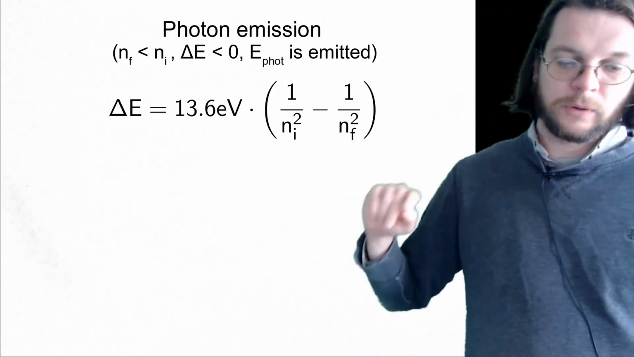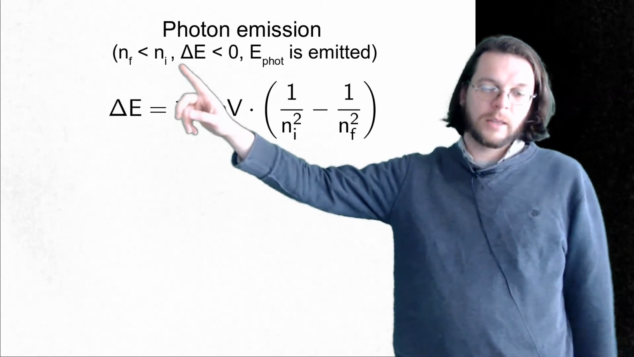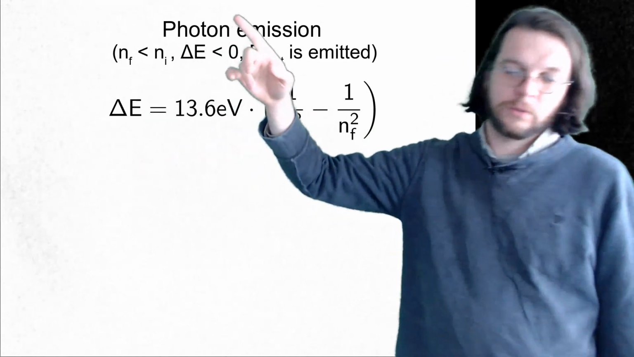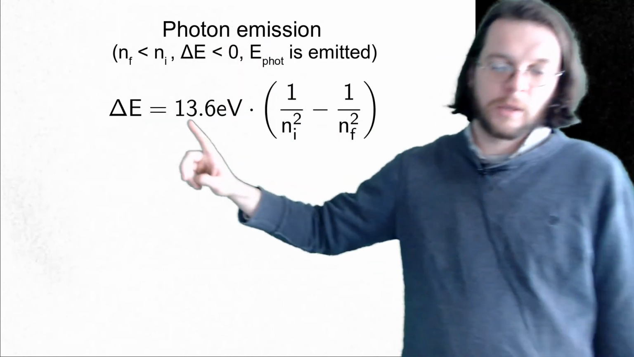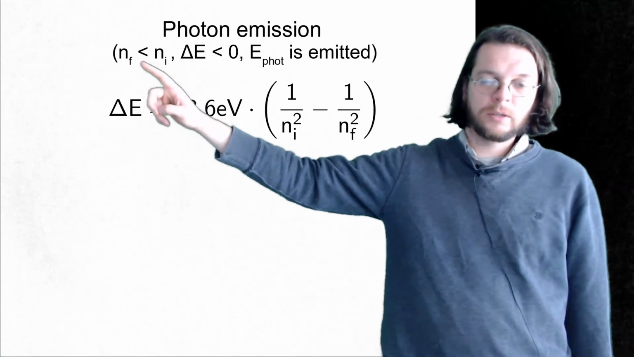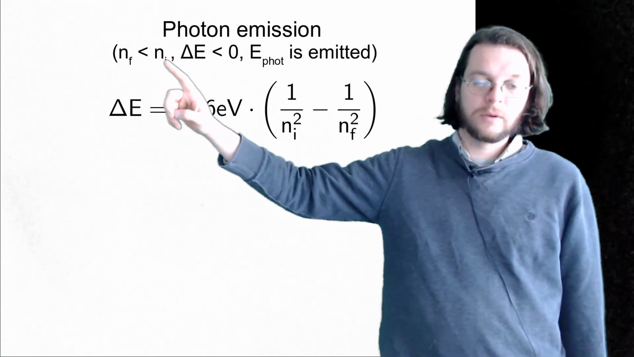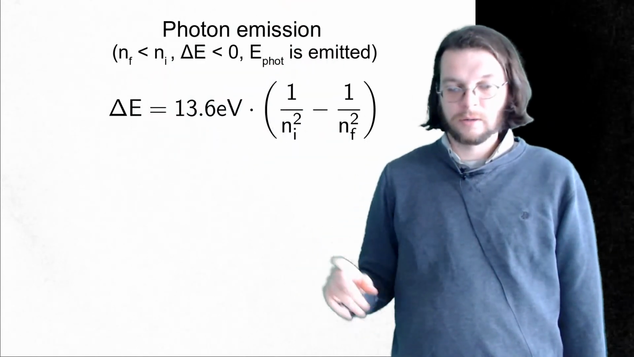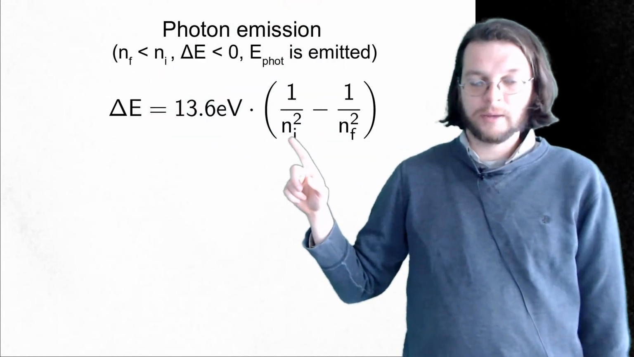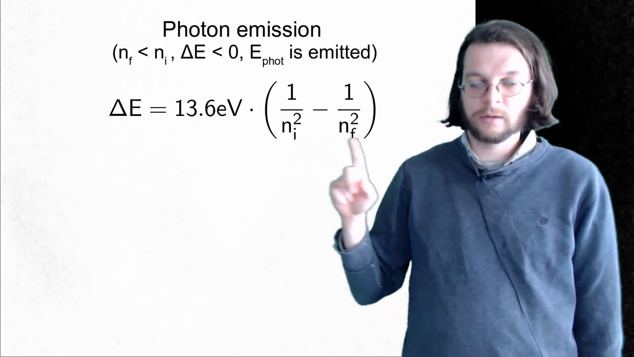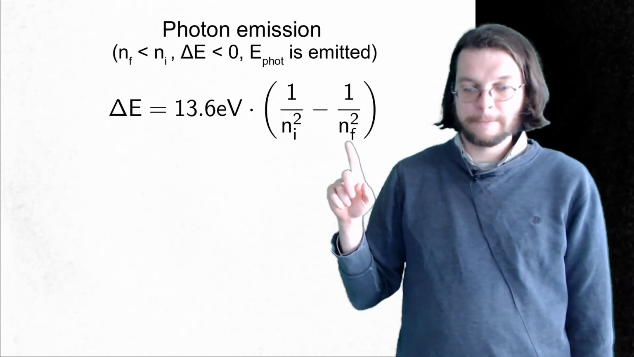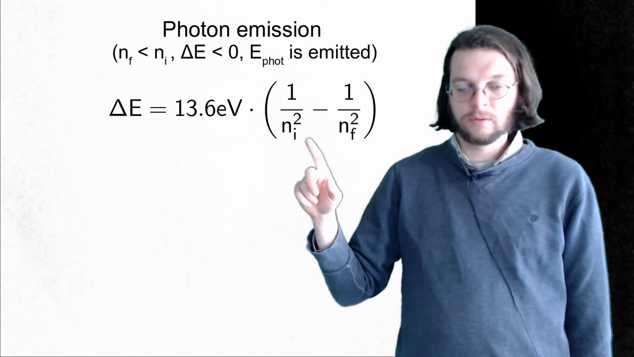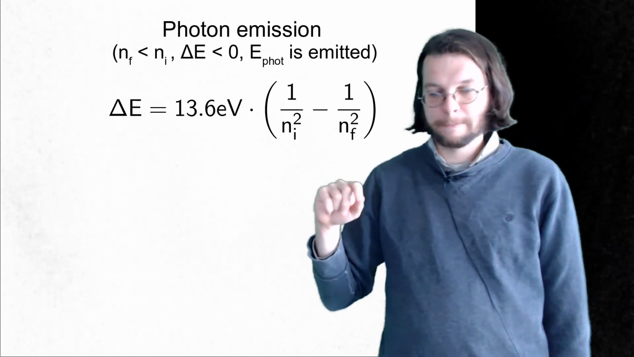If we are emitting a photon, then the electron is going to be losing energy because we're emitting that photon. And so delta E is going to be less than 0. If we're emitting a photon, we're going from a high energy state. Initially we have a high energy state, and we're going down to a lower energy state. That means that n sub i, our initial state, is larger than our final state. So imagine that this is like 2, so 1 over 4.